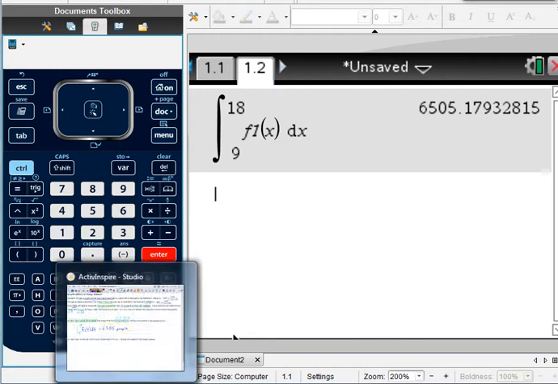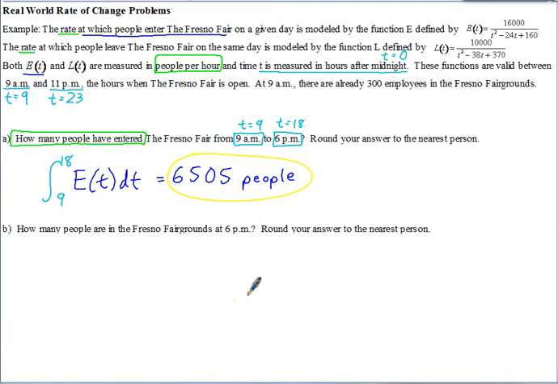Alright, let's take a look at part B now. Part B sounds like the same question, but if you read it carefully, it's not. It says, how many people are in the Fresno Fairgrounds at 6 p.m.? Again, round your answer to the nearest person. So the key difference here is we're not just looking at the people who are entering, because we want to know how many people are in the Fresno Fairgrounds.